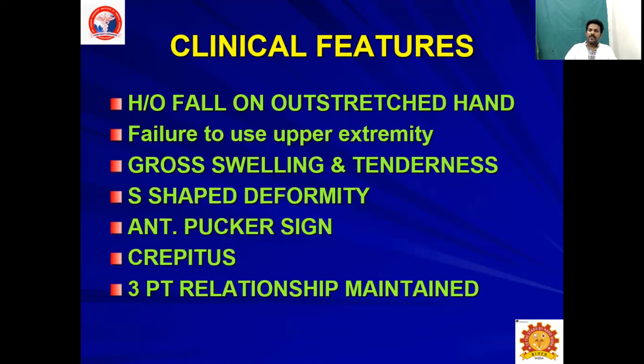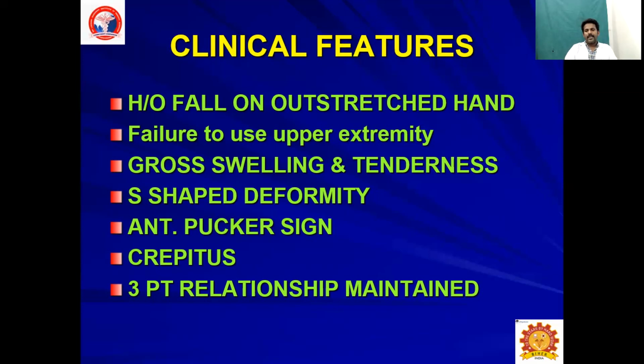Clinical features: the child will be brought by the attenders with a history of a fall on an outstretched hand while playing. There is failure to use the upper limb. The child will be holding the injured limb with the uninjured limb, and won't allow you a proper examination because of severe pain. The child cannot use the limb properly. That is the main chief complaint.